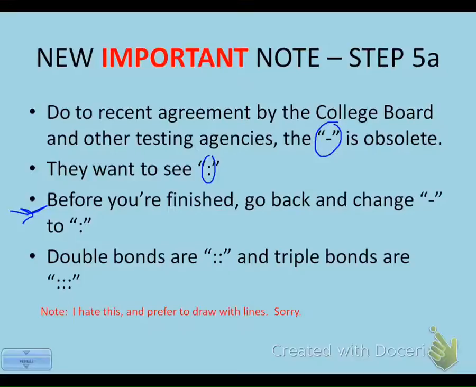For single bonds, you'll have the 2 dots. If it's a double bond, it's basically like putting 2 colons. And then for triple bonds, you'll have 3 sets of dots.